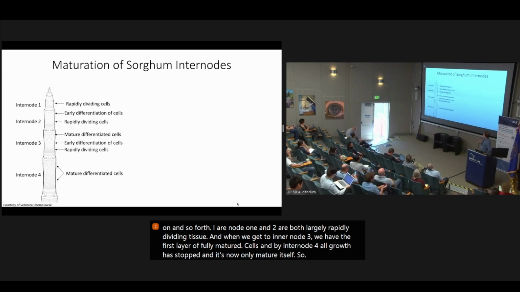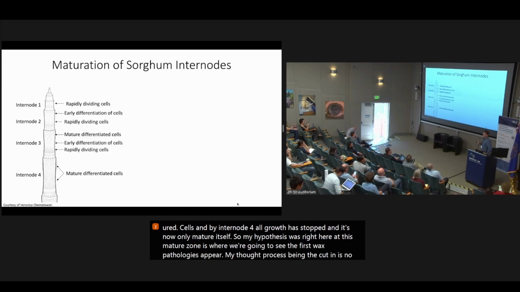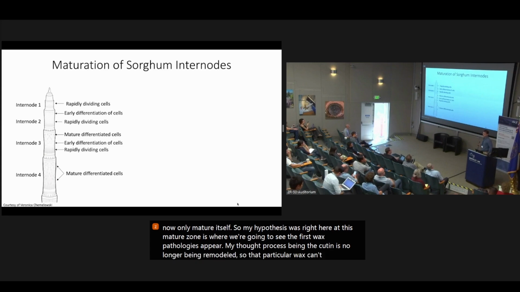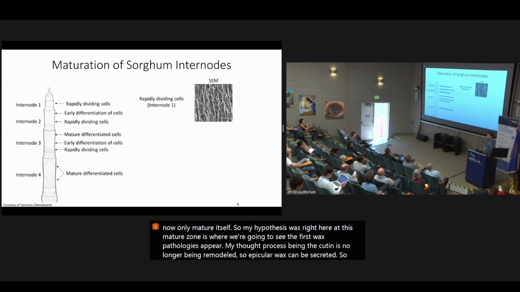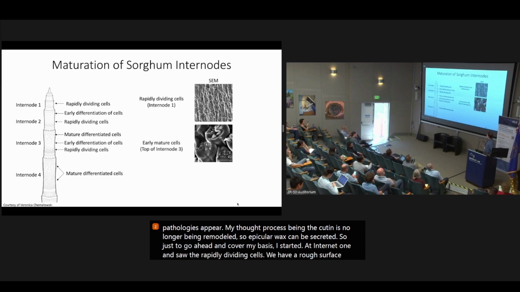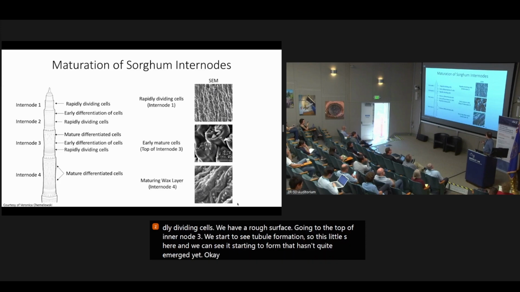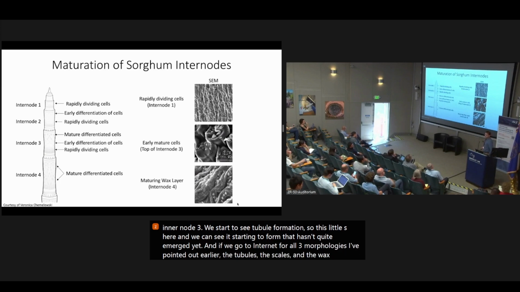So my hypothesis was right here at this mature zone is where we're going to see the first wax morphologies appear. My thought process being the cutin is no longer being remodeled, so epicuticular wax can be secreted. So just to go ahead and cover my bases, I started at internode 1 and saw the rapidly dividing cells. We have a rough surface. Going to the top of internode 3, we start to see tubule formation. So this little S here, and we can see it starting to form. That hasn't quite emerged yet. And then if we go to internode 4, all 3 morphologies I pointed out earlier, the tubules, the scales, and the wax plate are visible.